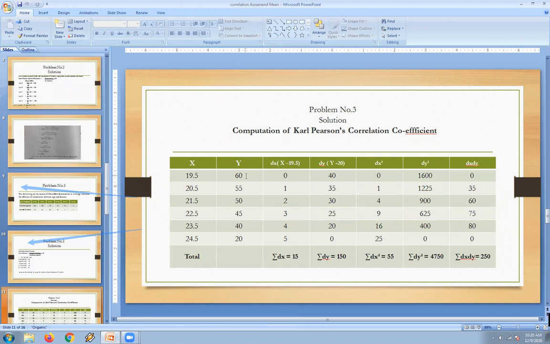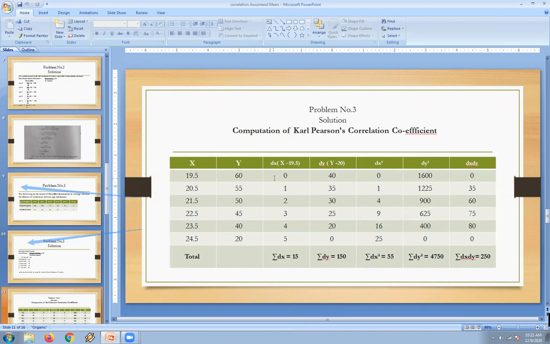Here we have considered the value 20, the last number. 60 minus 20 is 40. 55 minus 20 is 35. 50 minus 20 is 30. 45 minus 20 is 25. 40 minus 20 is 20. 20 minus 20 is 0.